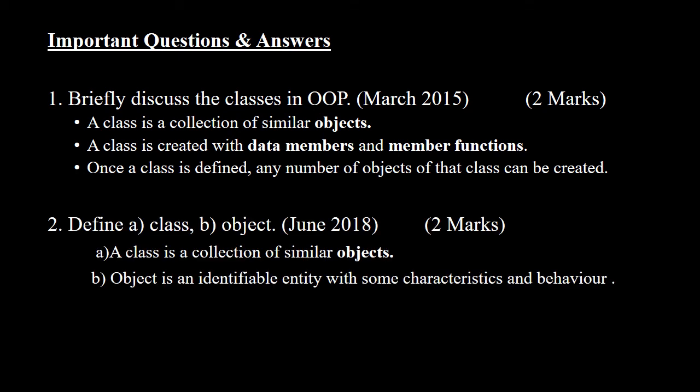Another question is define class and object. The answer to this question is class is a collection of similar objects and object is an identifiable entity with some characteristics and behavior. It was asked in June 2018. It was asked in the supplementary question paper.